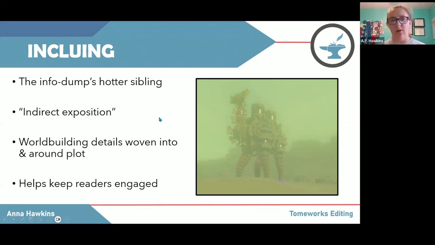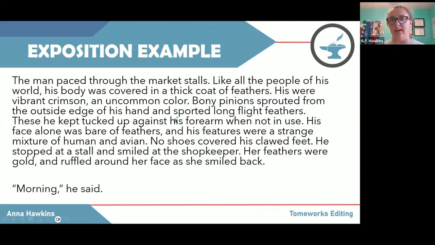So we're going to start with an example of writing that is exposition-y. If someone would like to read this for me, that would be great. If not, I can read it. If you want to read it, just unmute and start reading. Okay, I'll read it. All right.